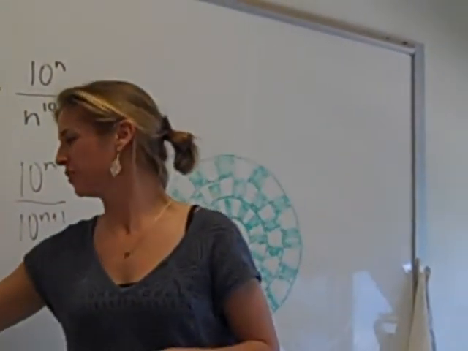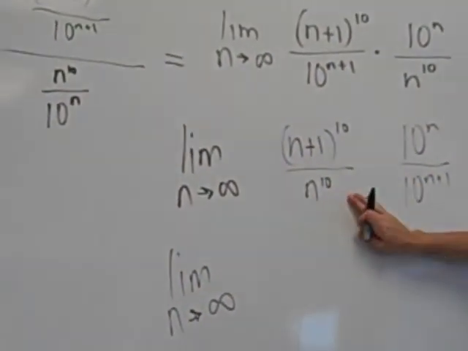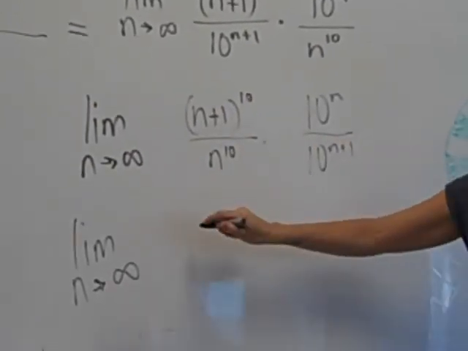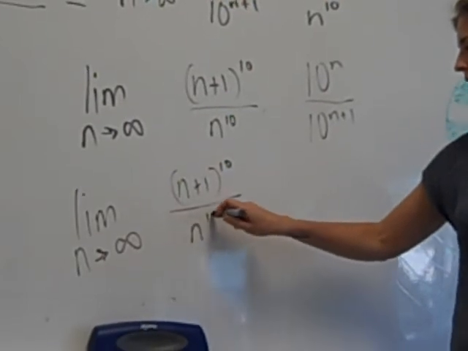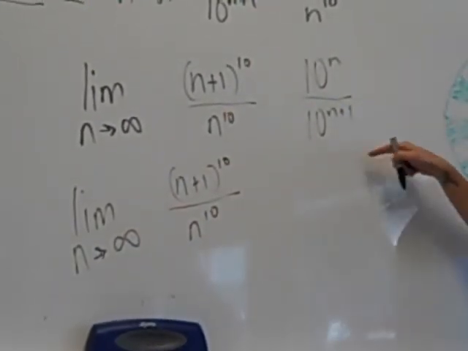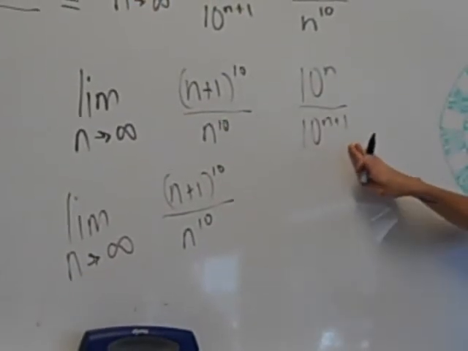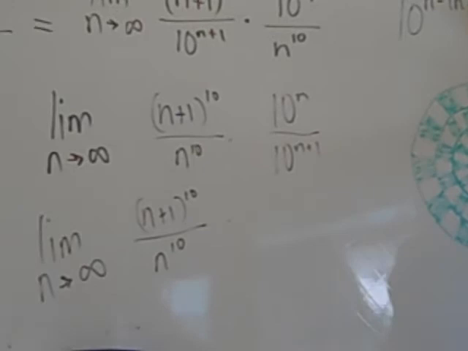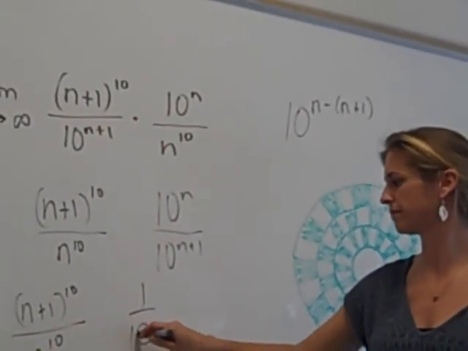So anyway, I'm going to reduce. This can't get reduced, okay? I don't have the same base or anything, so I can't reduce this at all. I'm going to need to leave that as is. But this can, because I have the same base, I can reduce it. So 10 to the n over 10 to the n plus 1 is 10 to the n minus n plus 1. So it's similar to what we did. So it's 1/10, right?